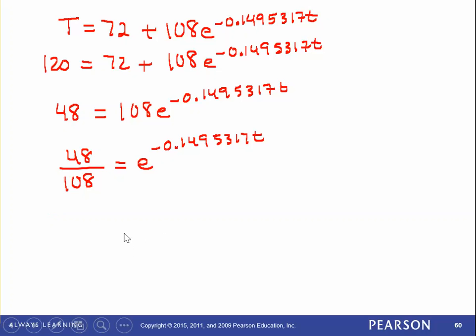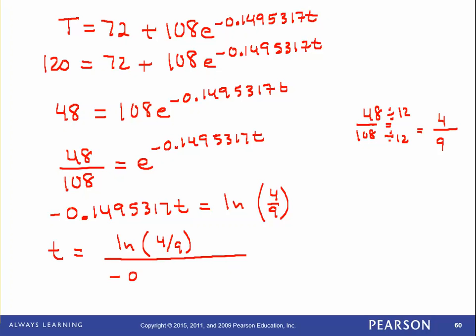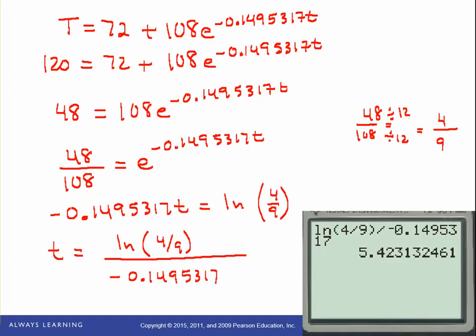Alright, and again have to change forms again. So now we're going to take this exponent here. Now it becomes just the number itself times t is equal to the ln of 48 over 108. And again, you could reduce that. That'll be easy. How about dividing both sides by 12? That'll give you 4 over 9. That works. And then dividing everything by that humongous multiplier to t. Okay, plug it into a calculator. We've got ln of 4 divided by 9 being divided by that humongous number.